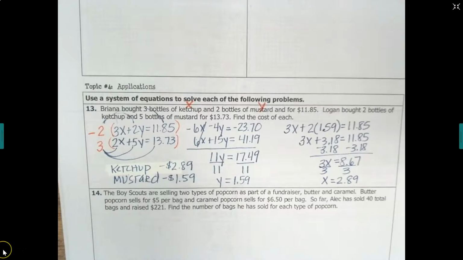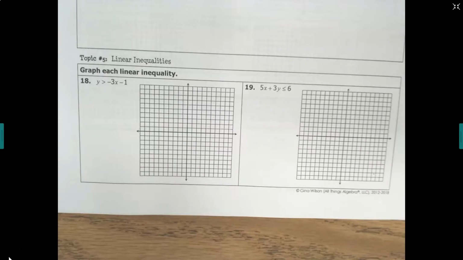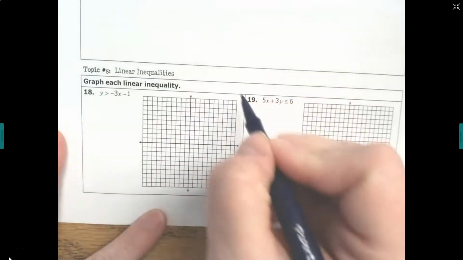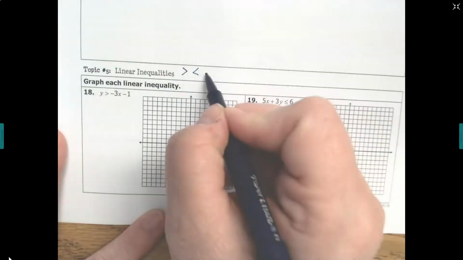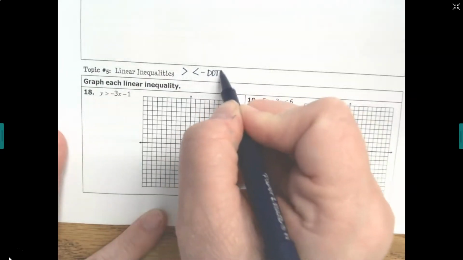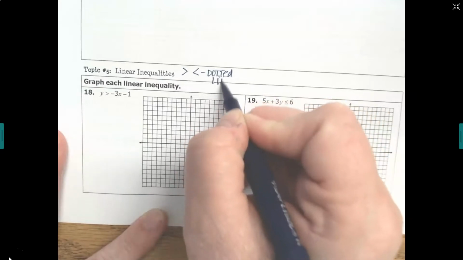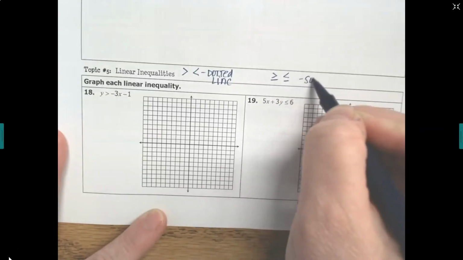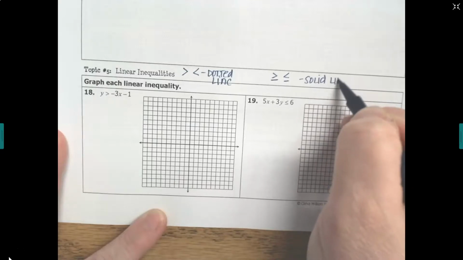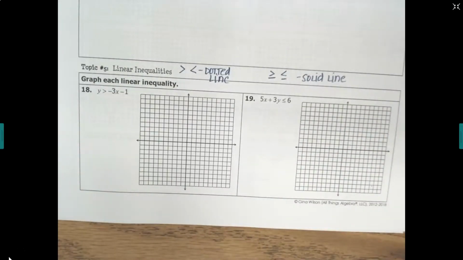Okay, let's move on to inequalities graphing. So graphing a linear inequality is very similar to graphing a line. What you need to remember is if you have an inequality that's not equal to, you're going to have a dotted line. If you have an inequality that does have an equal line with it, you will have a solid line. And an inequality has more than one answer that satisfies the equation, so we're going to shade in an area where all the points in that area will make the equation true.